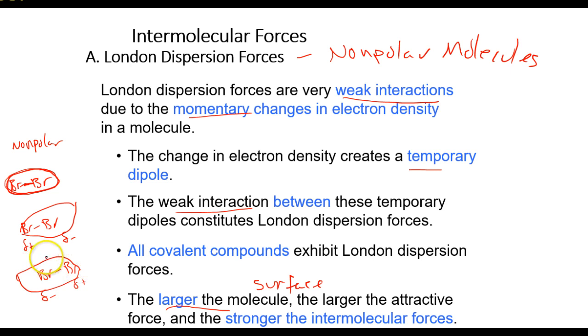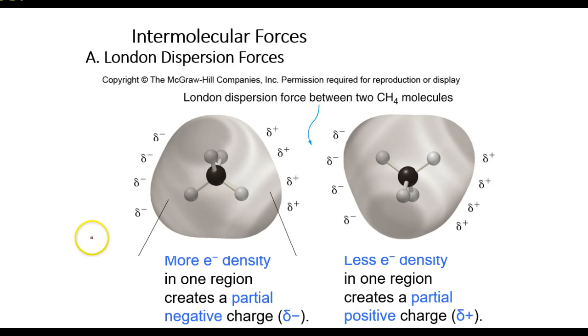At any moment, this negative bromine is attracted towards that positive bromine, and this negative bromine is attracted to this positive bromine. But it's not permanent, it's a temporary dipole, because these electrons might shift the other direction, and now you have like charges and they're no longer attracted towards each other. This goes back and forth, and that's what this little picture is trying to show.